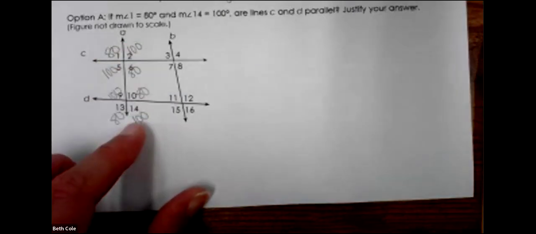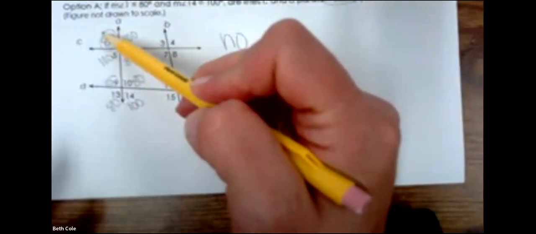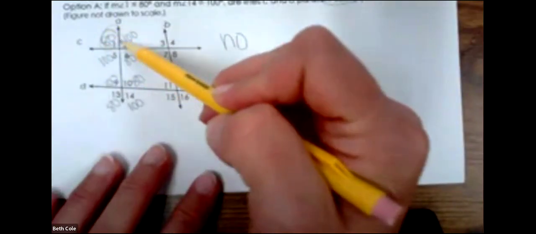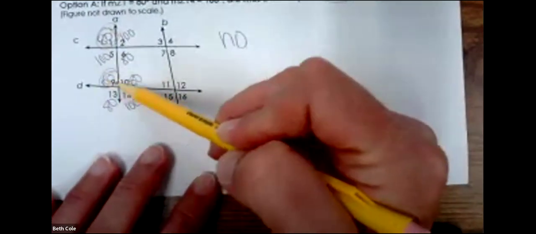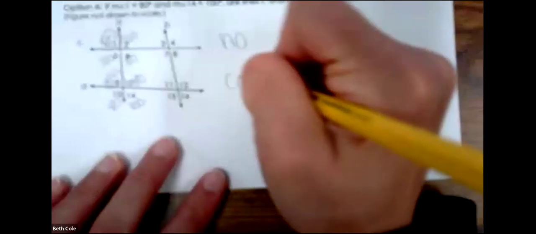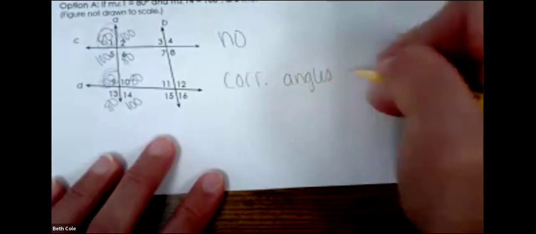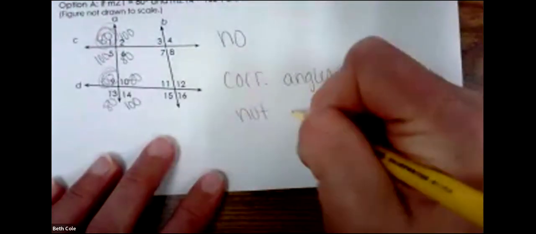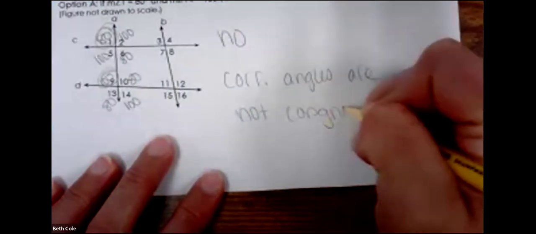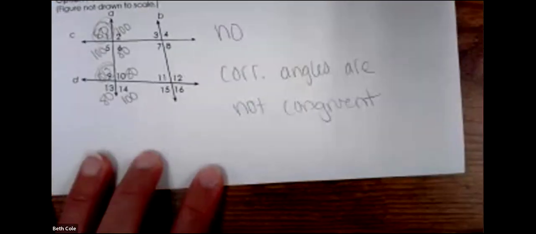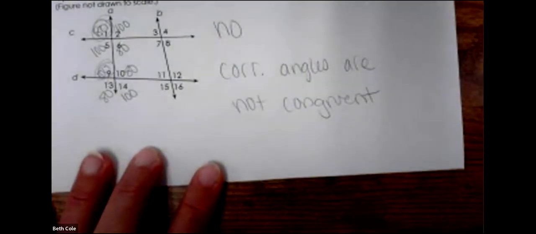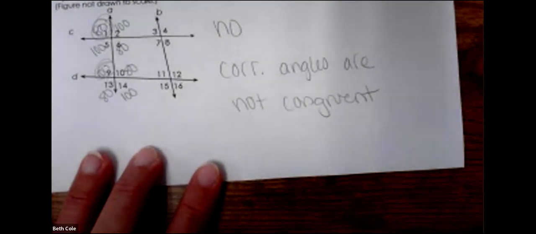Like it's backwards? Okay, so we're going to say no, and they want a reason. It says justify. I would do this. Do you see how 80, this is what I think is the easiest way to put an answer. Do you see how this 80 should match up with this 100? What do we call those? What kind of angles? I would just say this. Corresponding angles are not congruent. I would just say, hey, those don't match up. I think that's the easiest. I go for the easiest way to say everything.